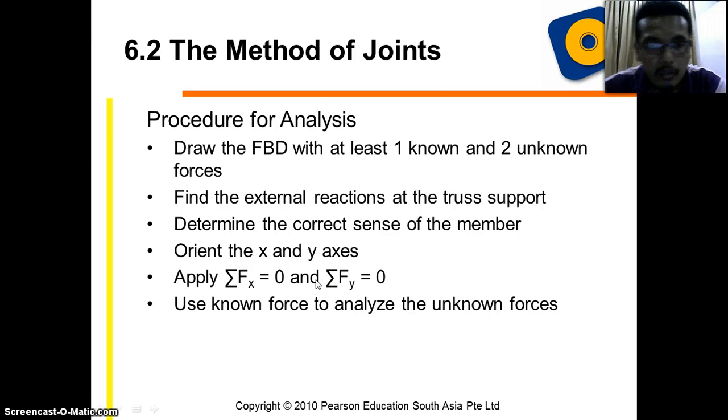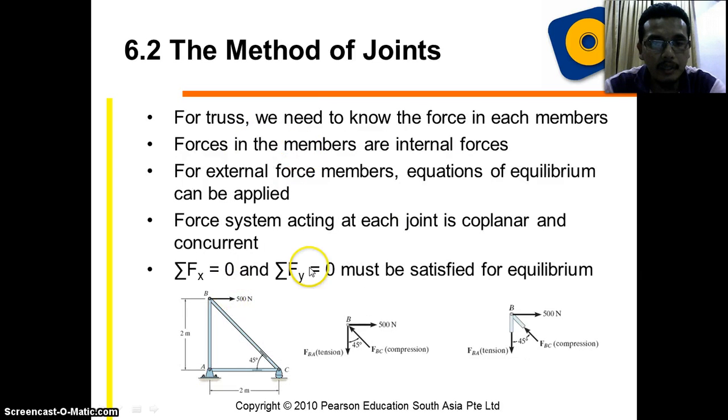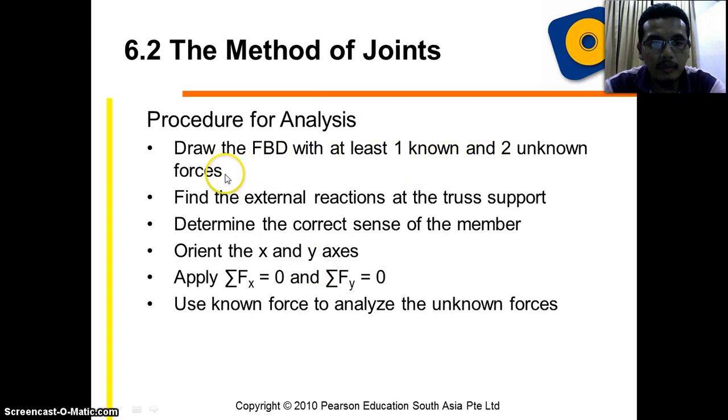Okay, so for the procedure of analysis, we need to draw the free body diagram at each joint, with at least one known and two unknown forces. If you have more than two unknowns, we can't proceed at that particular joint, so we need to move to another joint. If you have at least one known and two unknown forces, we can solve the equations and find the two unknowns. Okay, so find the external reactions at the truss supports.